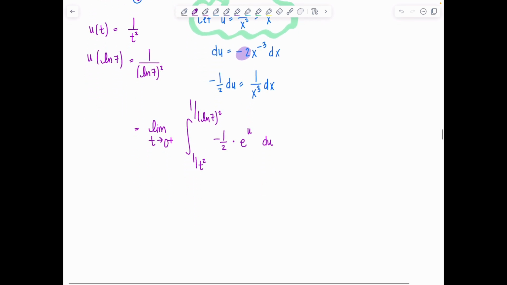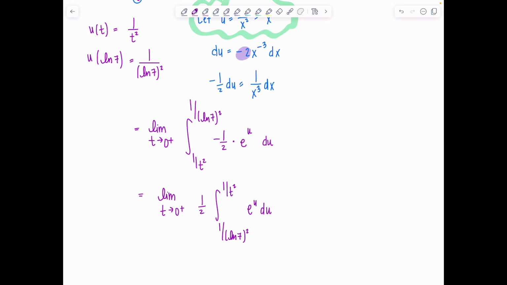Okay, very nice. If you want to get rid of the negative, you can flip the limits of integration. Let's do that. And let's take the 1/2 out. Limit as t goes to 0 from the right, 1/2. Now it's positive. I'm going to flip this: 1 over natural log of 7 squared, 1 over t squared upper limit. And then we've got e to the u du. Voila. We should know that antiderivative, don't we? Yes, it's just e to the u.